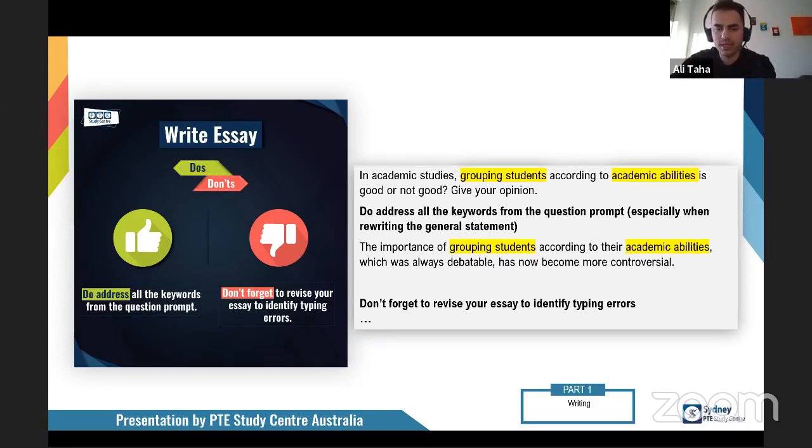So if students can see it, the importance of grouping students according to their academic abilities, which was always debatable, has now become more controversial. Okay, addressing the keywords from the question prompt at the beginning will help you to get the content score. Don't forget to revise your essay to identify the typing errors.